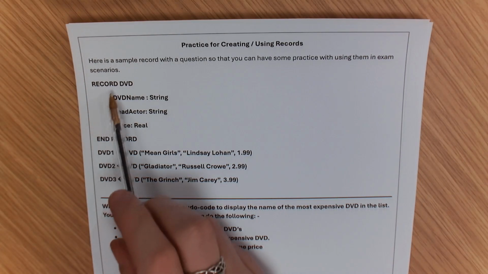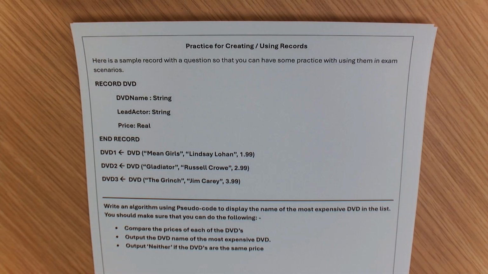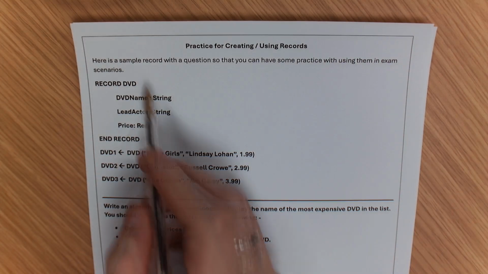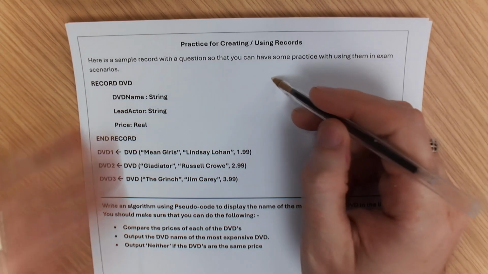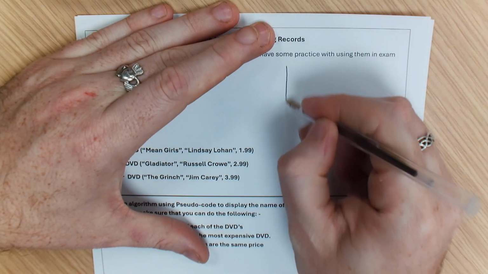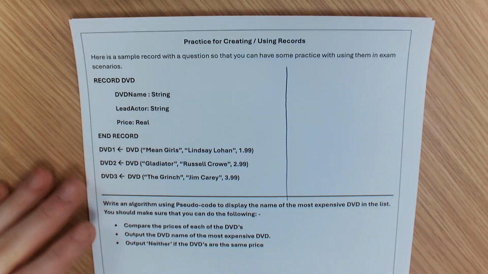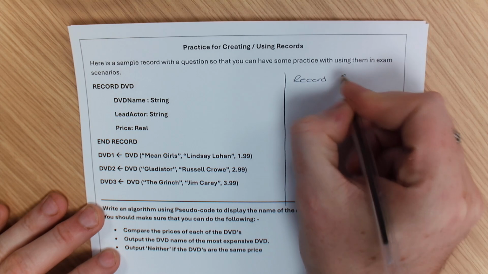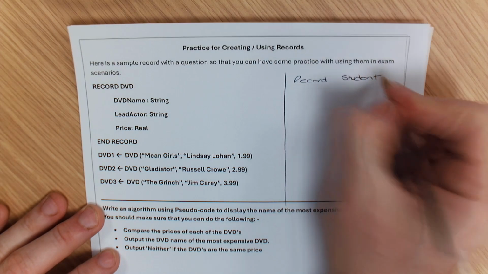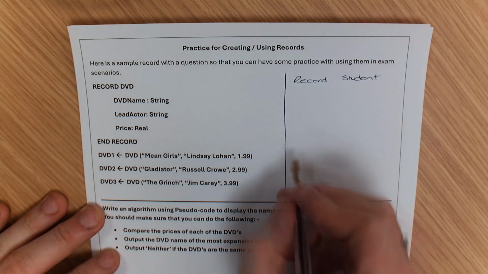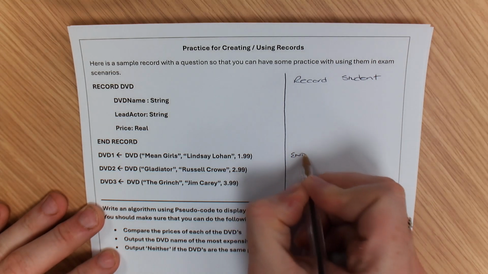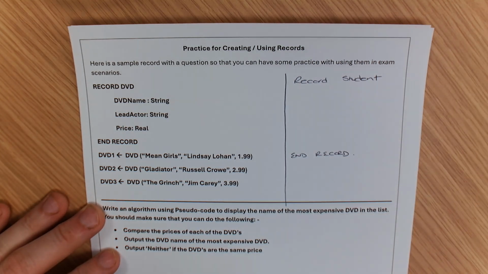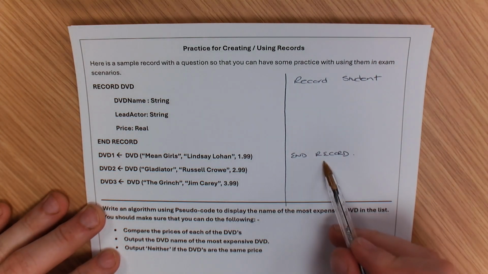So what we've got here is a sample record. What you need to remember is that records are set up by saying record and end record, but you give the record name. So if I had, for example, over here, and if you want to make notes of this, you can, all right? If I wanted a record for a student, I might say record student, and then if I was finishing the record, it would finish with end record.